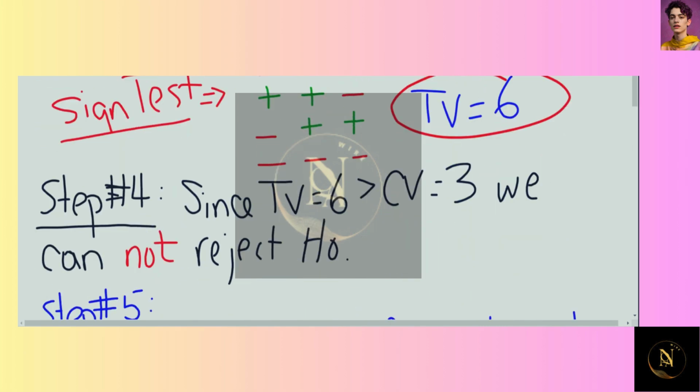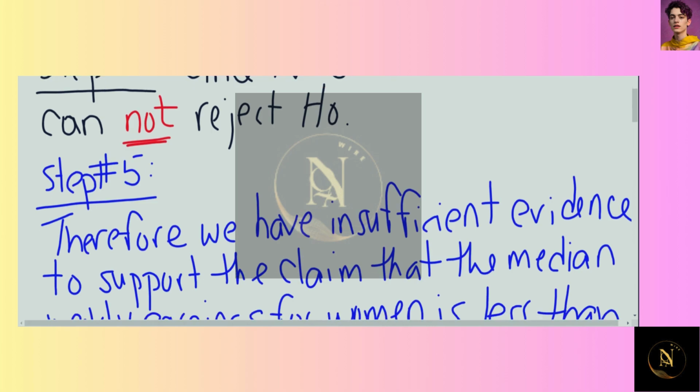All right, so now we have to make a decision. Since the test value is 6, which is greater than the critical value, which is 3, we cannot reject H0. That's going to be our decision.